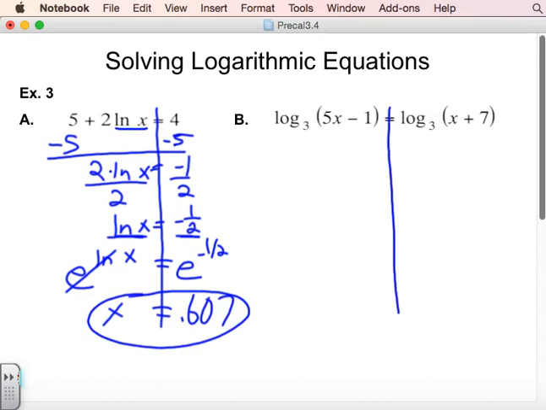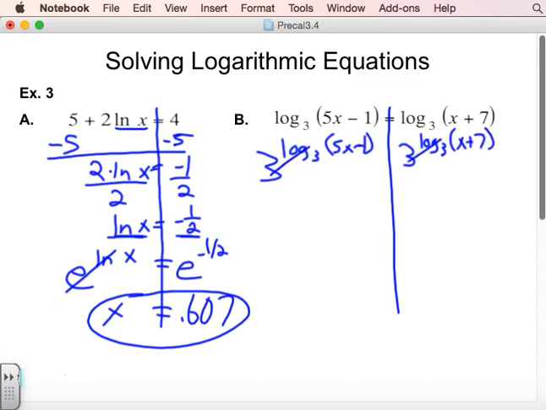Now let's do this other one. Okay, so this one, you've got a logarithm, one on each side of the equation, so each one of them is already isolated. You've got log base 3 of 5x minus 1, and on the right you've got log base 3 of x plus 7. So we need to cancel both of those log base 3's. To do that, we'll do a base 3. So we've got 3 raised to the log base 3 of 5x minus 1. And over here, we'll do 3 raised to the log base 3 of x plus 7.